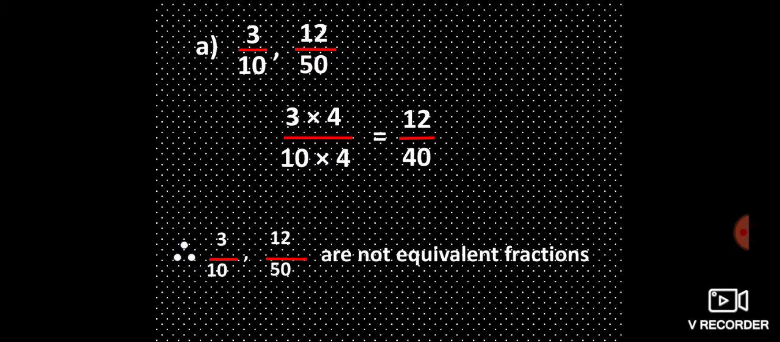B question, 3 by 10 and 12 by 50. 3 becomes 12. How? 3 into 4. Just like that, we multiply the denominator with 4. 3 into 4 by 10 into 4. 3 into 4 is 12. Then by 40. 12 by 40. Here it is 12 by 50. Then here it is 12 by 40. These are not equivalent fractions. Not the same. So not equivalent fractions.